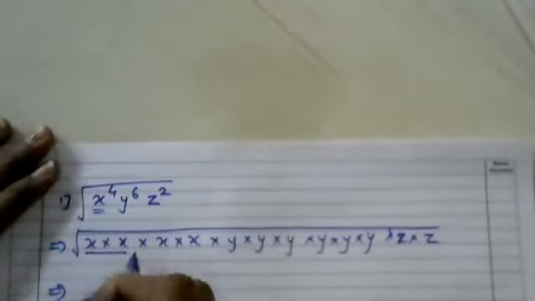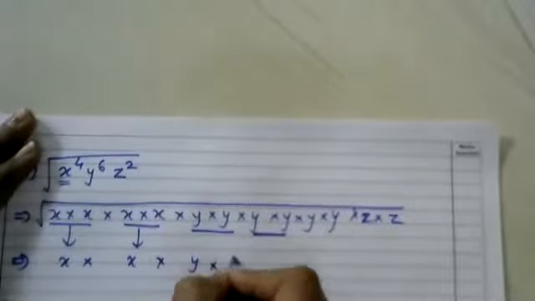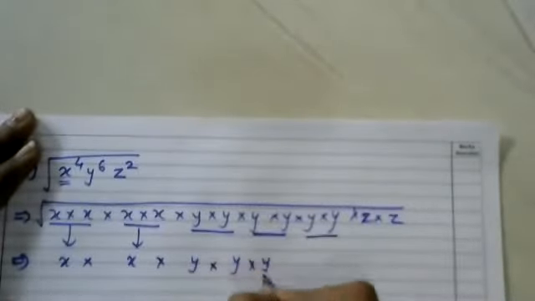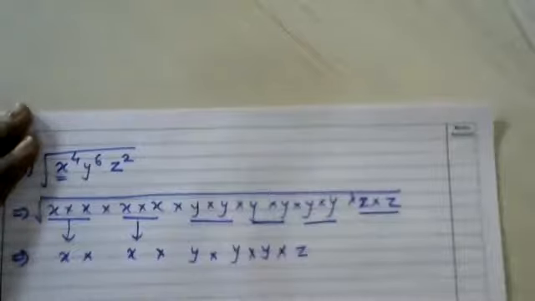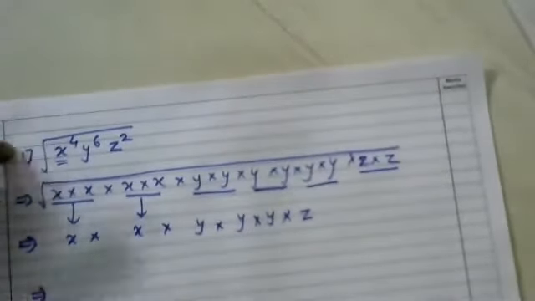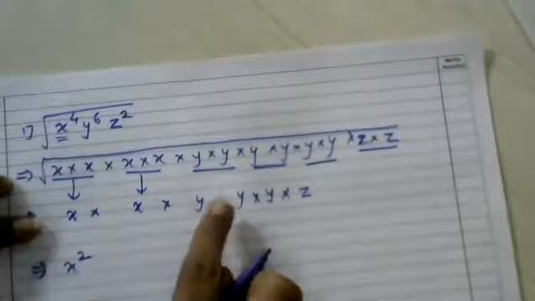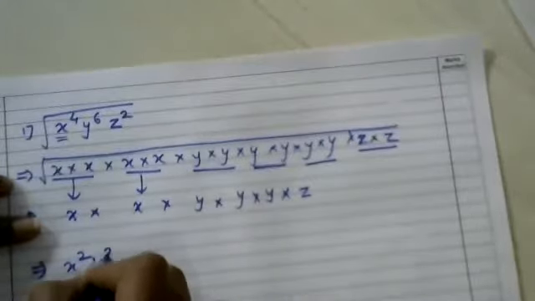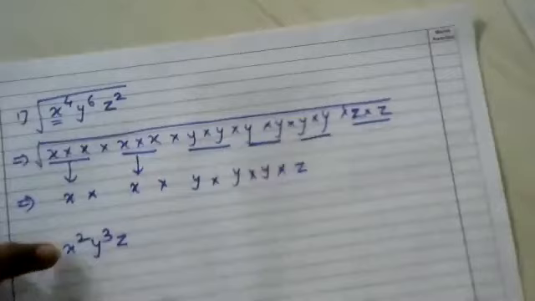Now from each pair, one comes out. From this, 1 x will be coming out, from this 1 x will be coming out. Right. Now from this 2 y, 1 y, from this 2 y, 1 y, and from this 1 y will be there. From this z, only one z can come out. So what will be the square root of this particular term? x into x, x square; y into y, y cube; and z will be as it is. So the square root of this term is this.